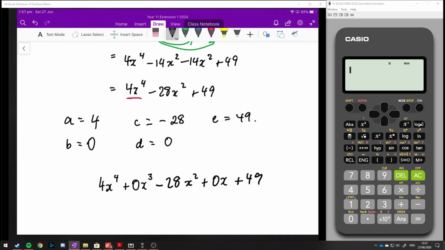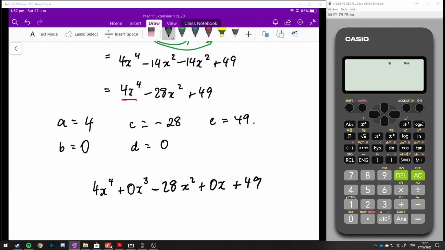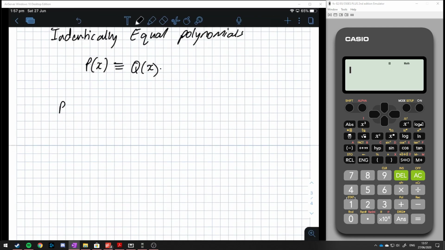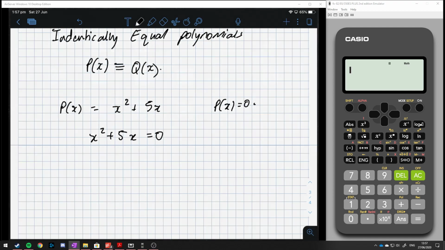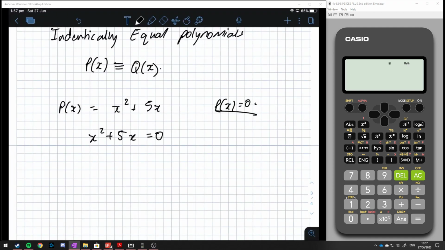Now the last thing I want to talk about in this video is polynomial equations, and then I'm going to look at some factorizing. If p of x is a polynomial, then the equation formed by putting p of x equal to 0 is called a polynomial equation. Basically, if you have a polynomial like p of x is equal to x squared plus 5x, something nice and easy, and you make the equation p of x equal to 0, you're creating what's called a polynomial equation.